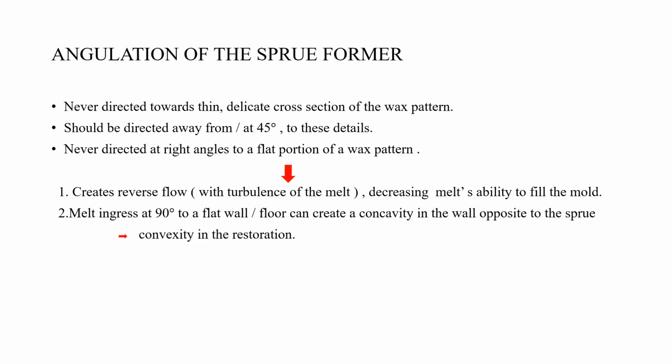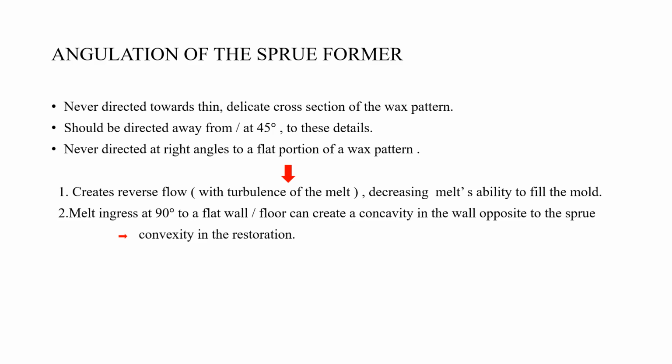So coming on to angulation of a sprue former, it should never be directed towards thin, delicate cross sections of the wax pattern. It should be directed away from or at 45 degrees to these details. It should never be directed at right angles to a flat portion of a wax pattern. What happens is that if it is directed at 90 degrees, it creates reverse flow with turbulence of the melt, decreasing the melt's ability to fill the mold.